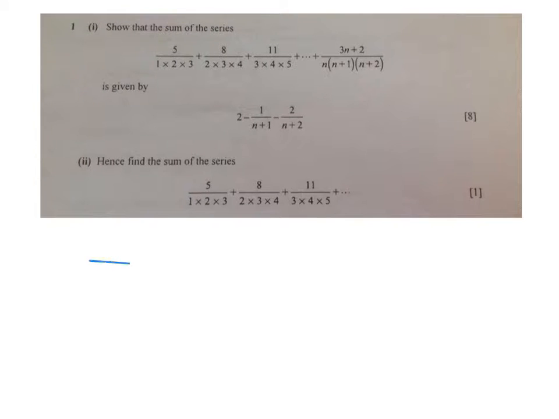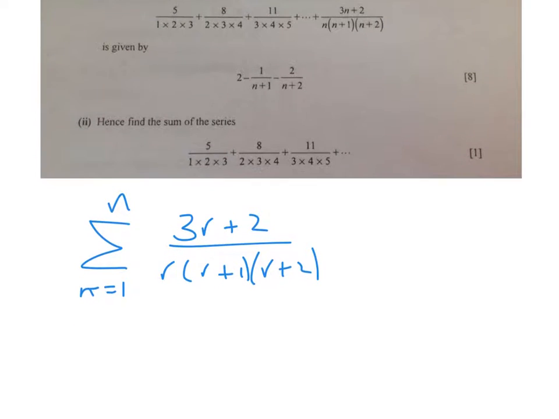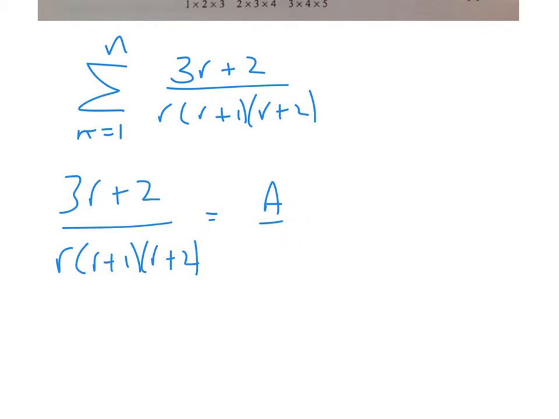So in part 1, you are summing from r equals 1 to n, (3r + 2) over r(r + 1)(r + 2). So we're going to do this by breaking this down into partial fractions first of all. So it's A over r, B over r + 1, plus C over r + 2.